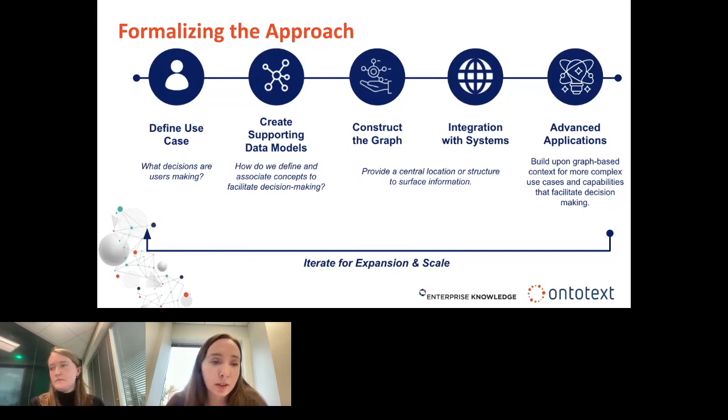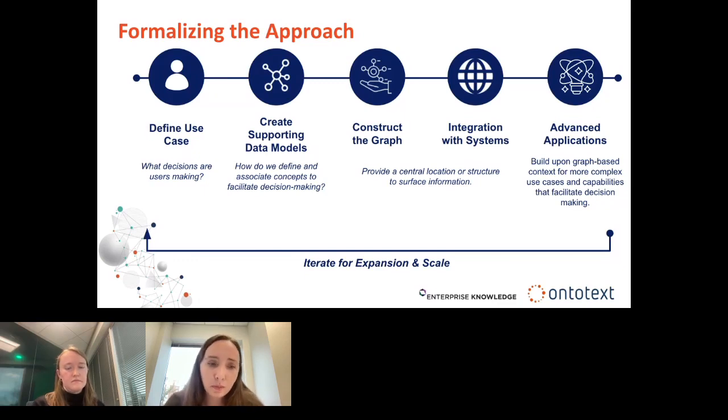So the first is always, of course, defining the use case. You really want to understand what decisions the users are making and how you can best support them in making that decision. So when you're defining the use case, you want to understand who is interacting with your graph, what information they might be inputting into the graph, if that's applicable, and what they really need to receive in order to support or inform their decision-making, and ultimately save time and reduce manual effort with the decisions that they are making.